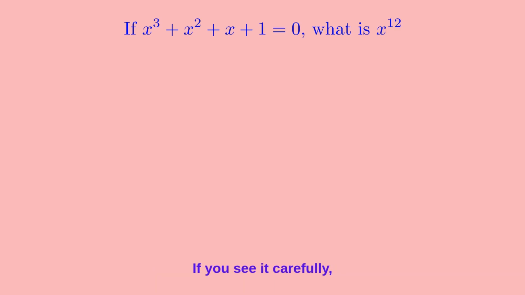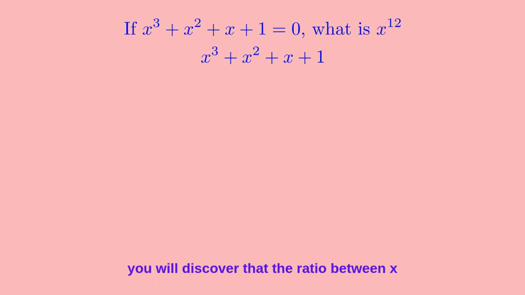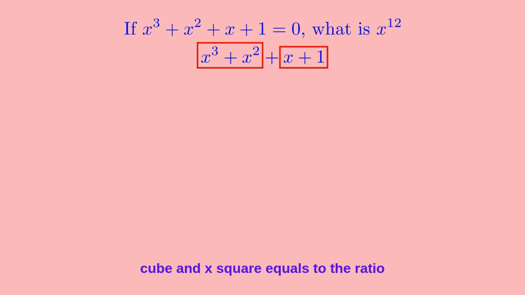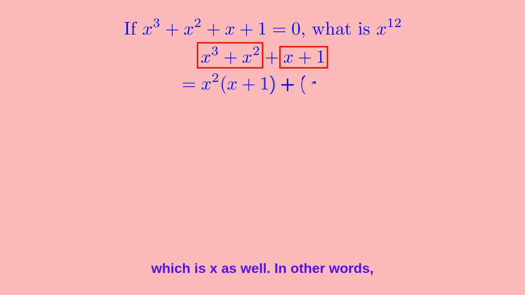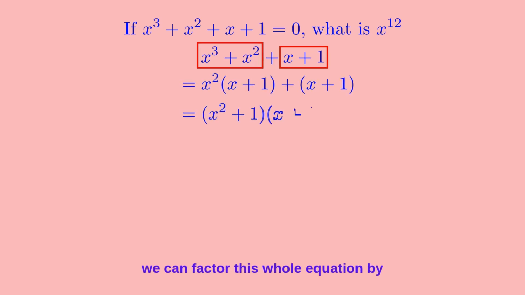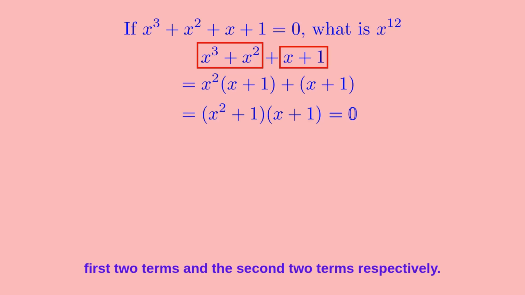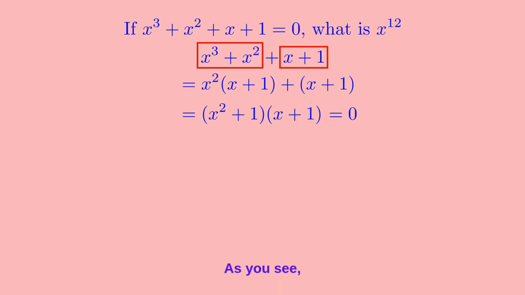If you see it carefully, you will discover that the ratio between s cubed and s squared equals the ratio between s and 1, which is s as well. In other words, we can factor this whole equation by grouping the first two terms and the second two terms respectively. As you see, s cubed plus s squared plus s plus 1 equals the parentheses of s squared plus 1 times the parentheses of s plus 1, which is 0 as well.